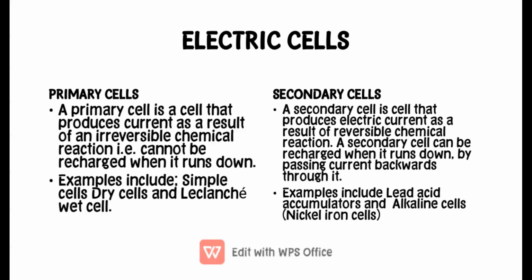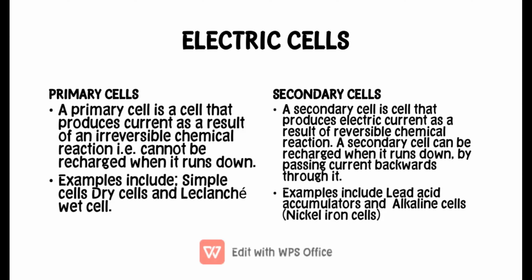A primary cell is a cell that produces current as a result of an irreversible chemical reaction. You have not finished our definition, Saida. Oh, okay, let me repeat. A primary cell is a cell that produces current as a result of an irreversible chemical reaction, i.e., cannot be recharged when it runs down.